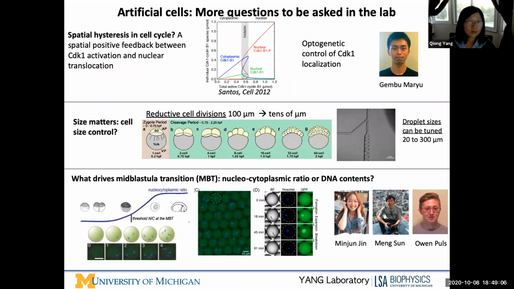Here, I will probably skip these slides, but basically these are the different projects we can do in the lab using the synthetic cell system.